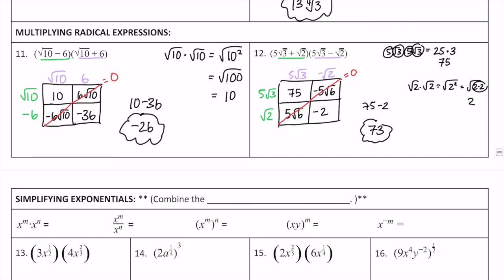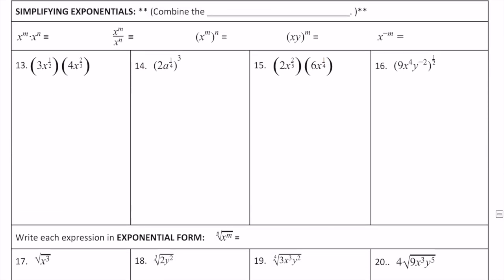All right, on the next page, I have simplifying exponentials. So when I simplify exponentials, I want to combine the like terms. Before we go into that, I'm going to talk about the things that you need to know if you forget them. If I multiply x to the m power times x to the n power, I know that that means I have x to the m plus n power.